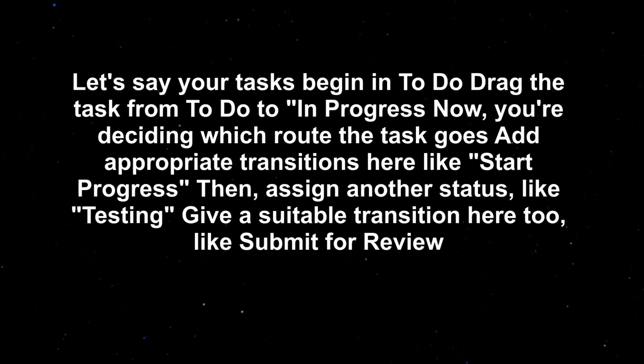Let's say your tasks begin in to-do. Drag the task from to-do to in progress. Now, you're deciding which route the task goes. Add appropriate transitions here, like start progress, then assign another status, like testing. Give a suitable transition here too, like submit for review.